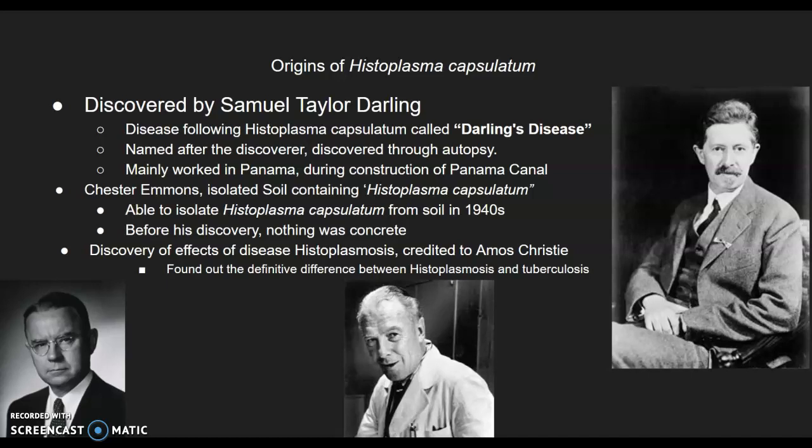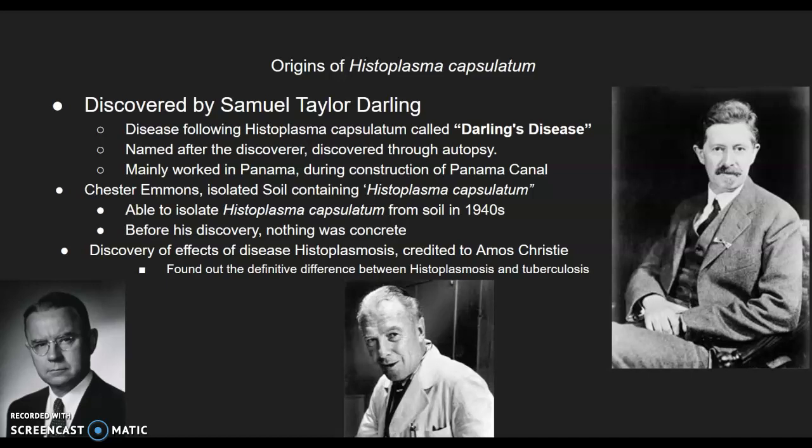It wasn't until the 1940s, somewhere around the eastern United States, that Chester Emmons was able to successfully isolate soil containing the pathogen, Histoplasma capsulatum. This was huge because we were able to see what Histoplasma capsulatum looked like.